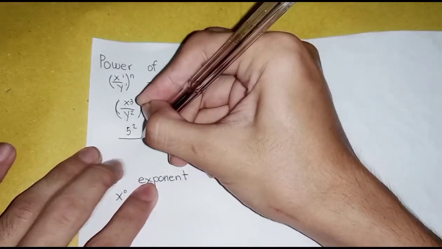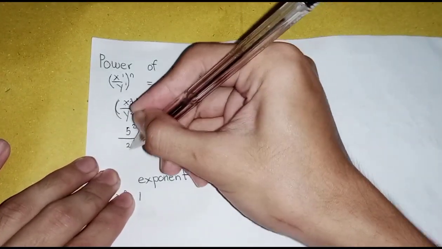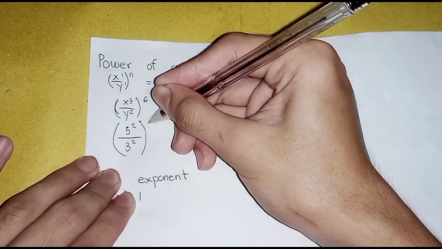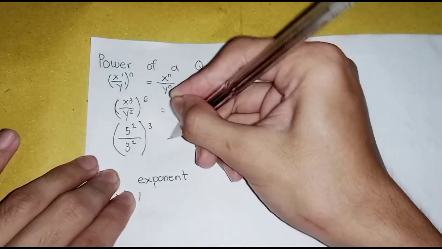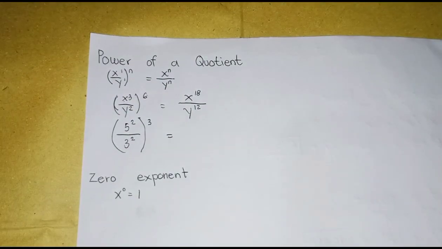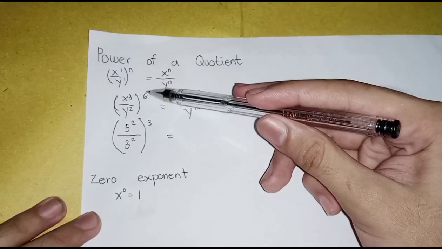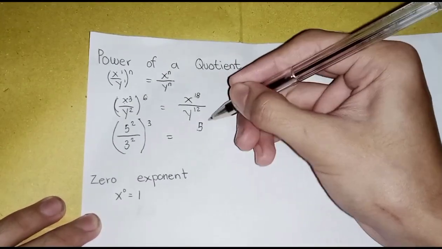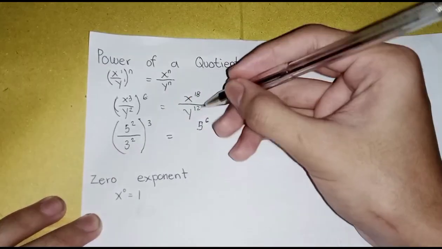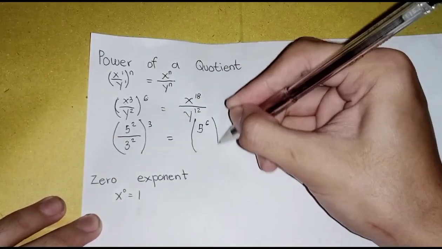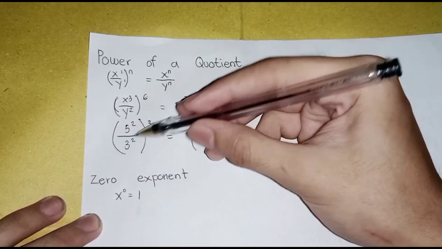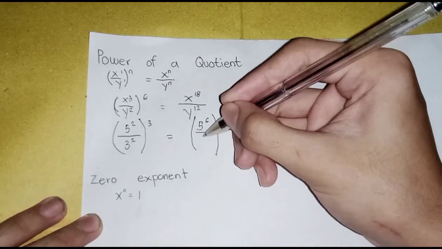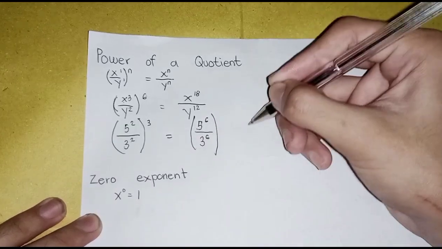5 raised to 2 over 3 raised to 2, quantity raised to 3. So, ganyan naman. So, gawin natin ang law of exponent. 2 times 3. That is 5 raised to 6. 2 times 3 is 6. Over 3 raised to 2. 2 times 3 is 6 rin. 3 raised to 6.